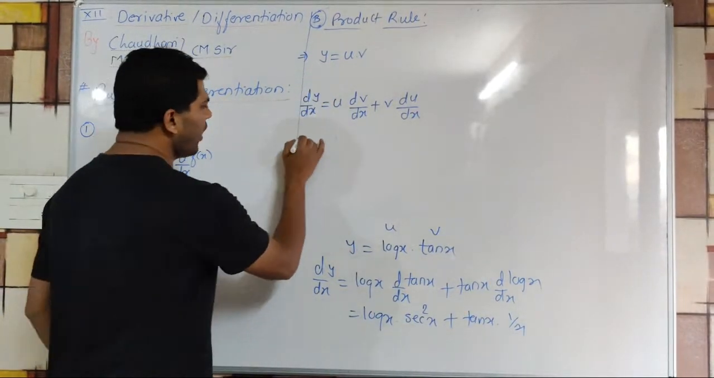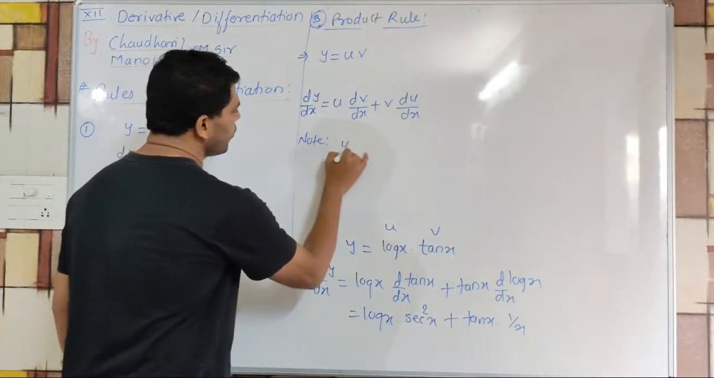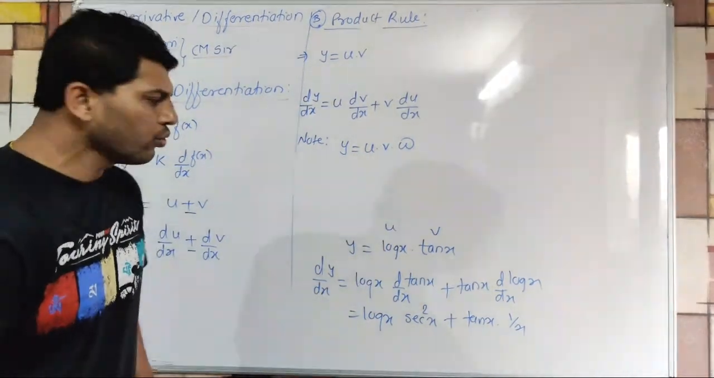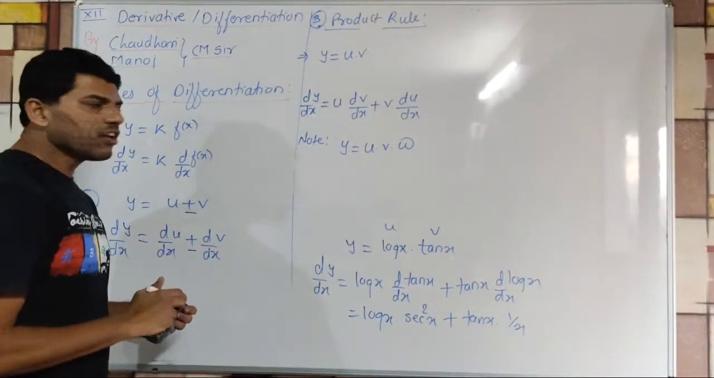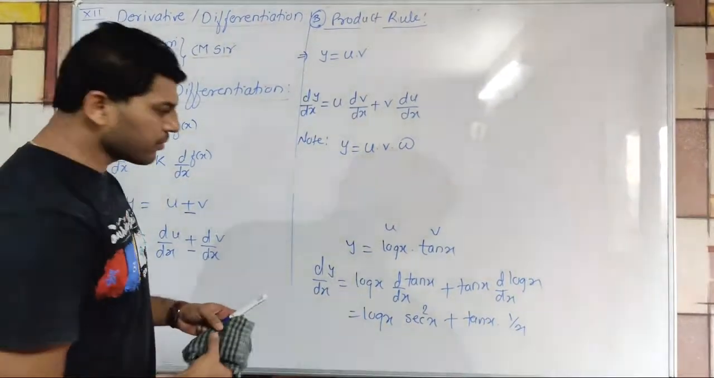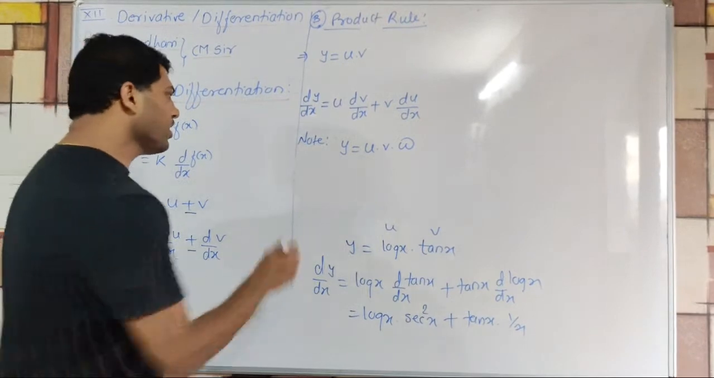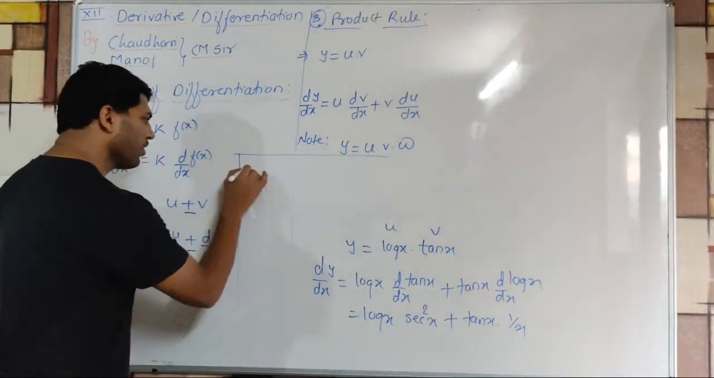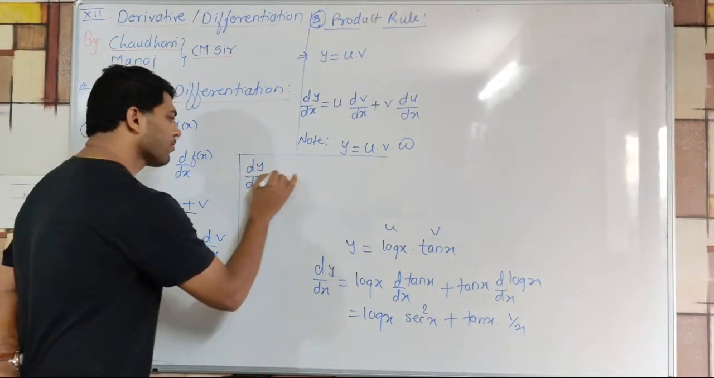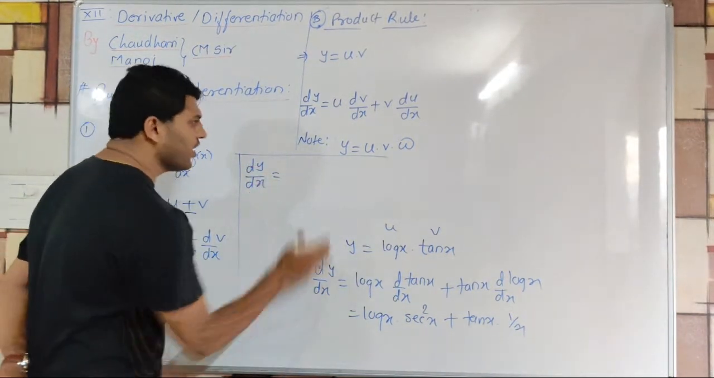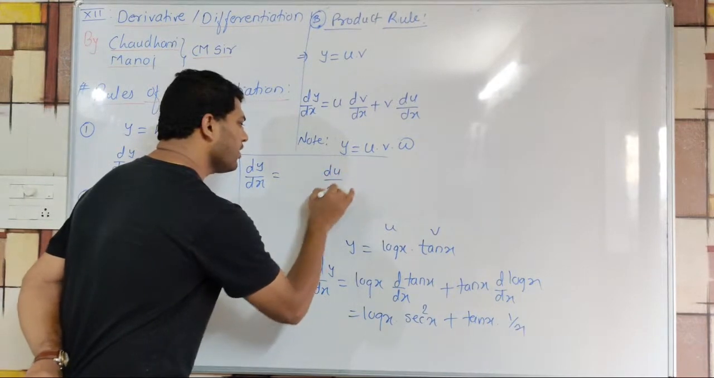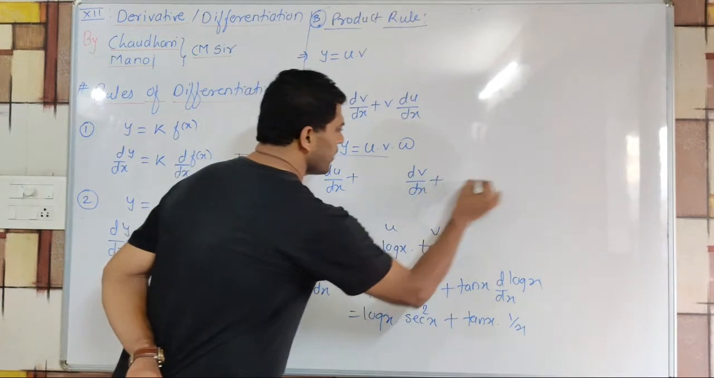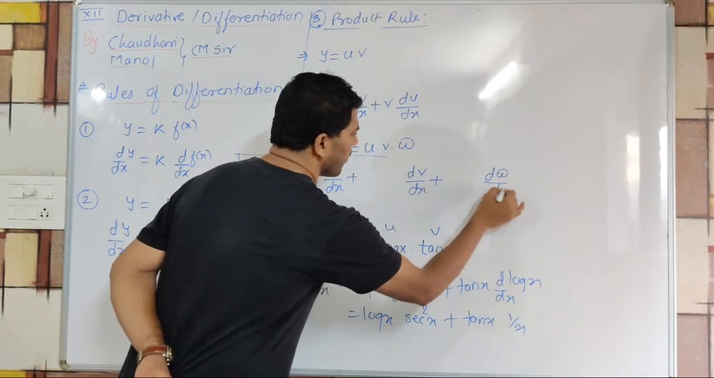But under this u into v, let me give you one rarely used formula for the three terms u, v, w. How to tackle these three terms in multiplication? There is one simple way of writing this particular formula. Just try to observe it. So dy by dx: just write down all the three derivatives. Here I am writing the derivative of u, keep some space, then derivative of v, keep some space, and then derivative of w.